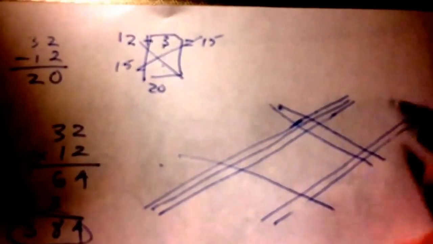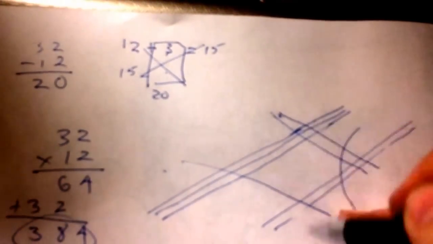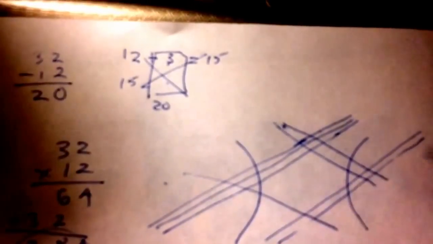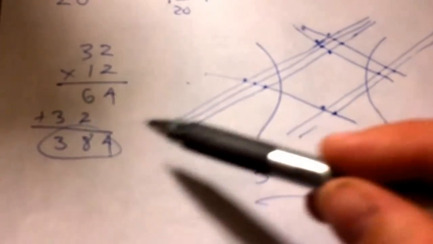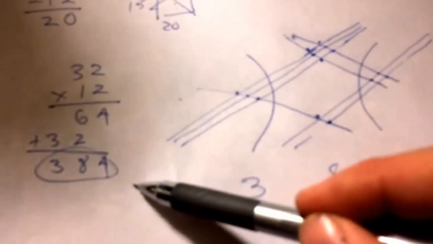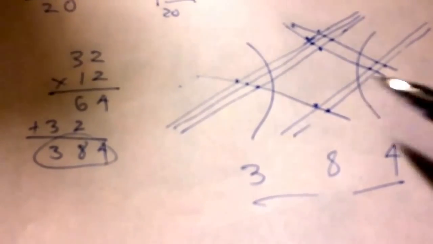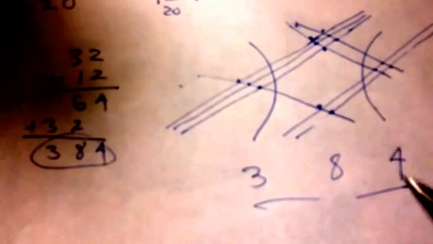So what we've got is our 1s, our 10s, and our 100s. I'm going to count these intersections. So I have 1, 2, 3, 4. Intersection here, 1, 2, 3, 4, 5, 6, 7, 8. And 1, 2, 3. 384. So 384 equals 384. I can multiply this way, or I can multiply using lines, because multiplication is in that area.